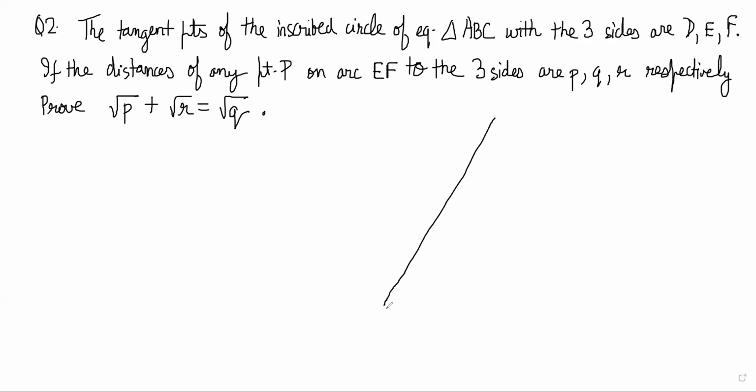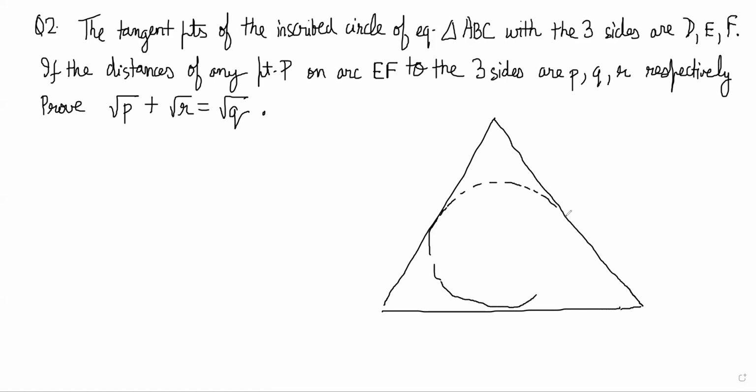We have to draw an equilateral triangle here. And in this triangle, we have to draw our inscribed circle. Let's say this is my inscribed circle here. This is A, B, C, and these points can be labeled as D, E, and F. So there is a random point on the arc EF. So this is my point P, and I have to find the distances of P to each of the sides.